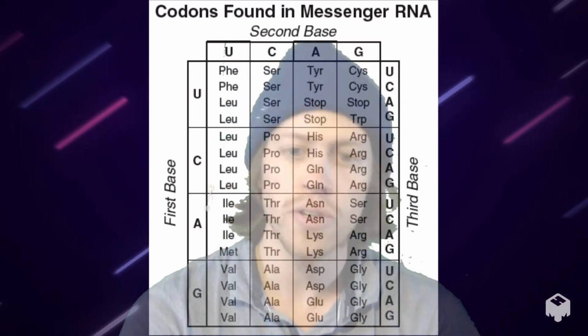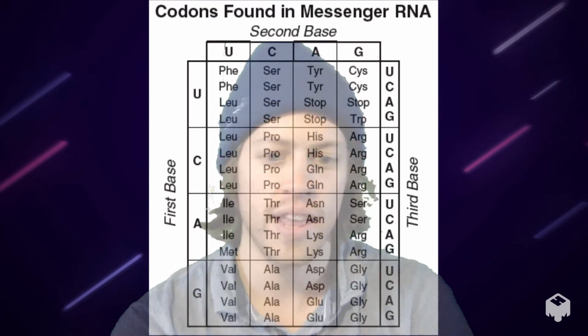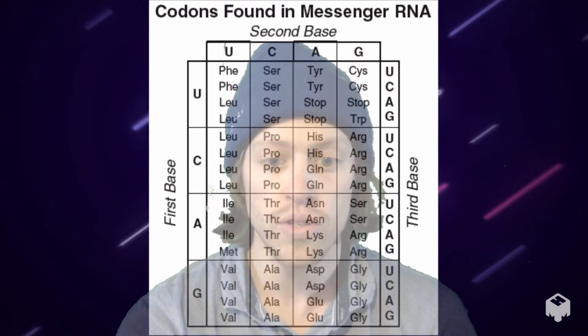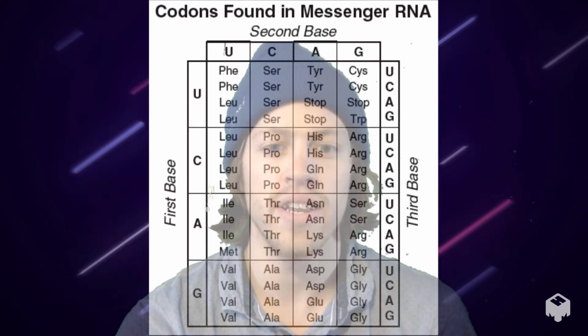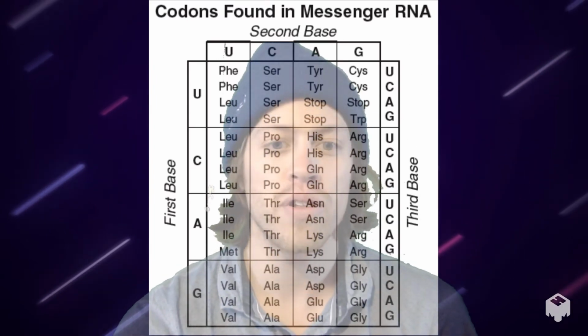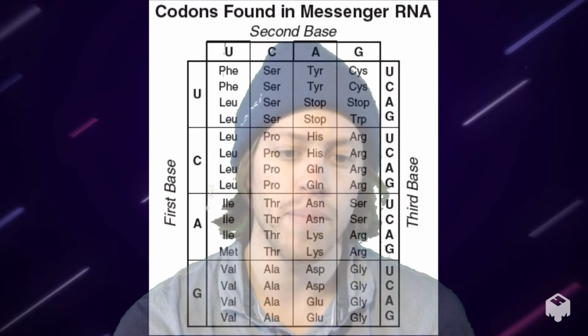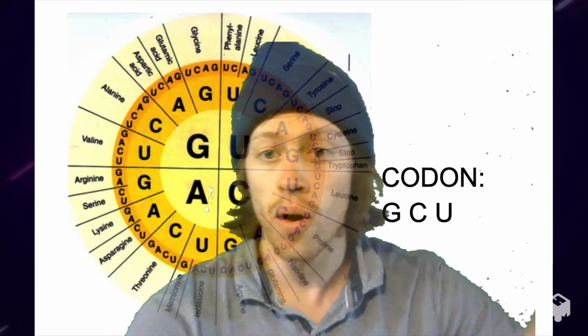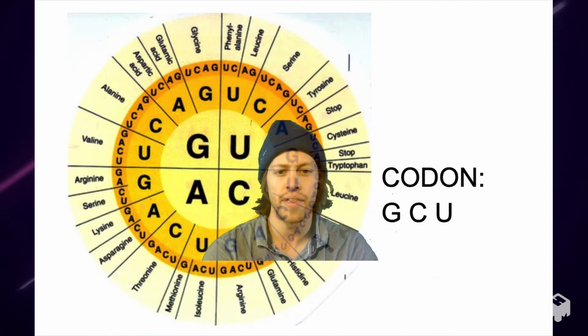So you just reviewed that a codon is a set of three nucleotides that codes for a specific amino acid. But depending on what those three nucleotides are, it's going to be a different amino acid. And that's where these codon charts can come in handy. So let's run through this.